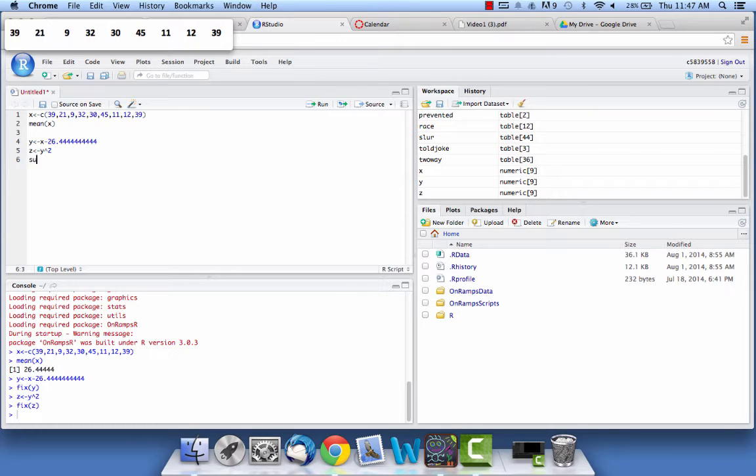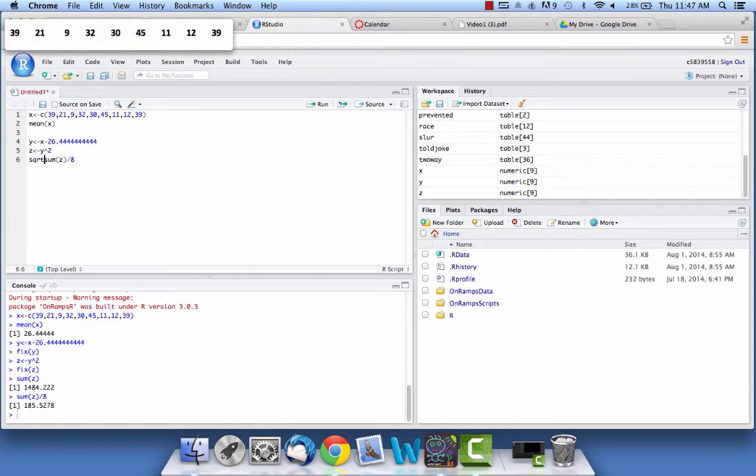I wonder if I can just do some, let's see. Yes, I can, okay. And then what if I want sum of z divided by 8 because there were 9 values? Okay, and then I actually want the square root of that. Okay, so there is the standard deviation of those values done in this.